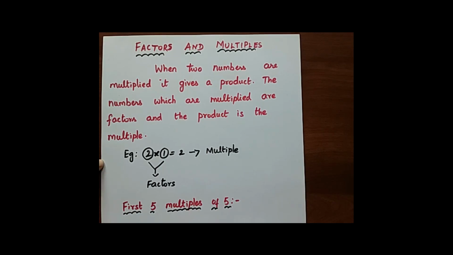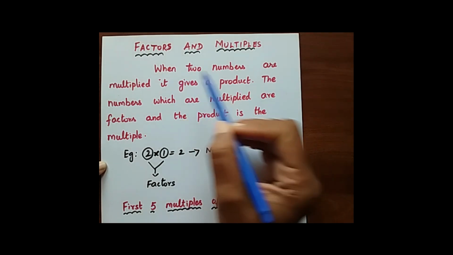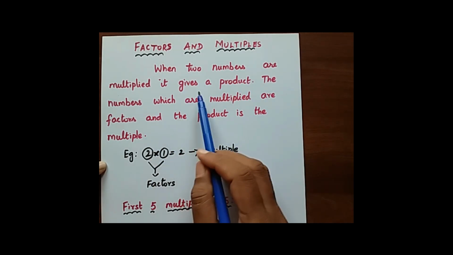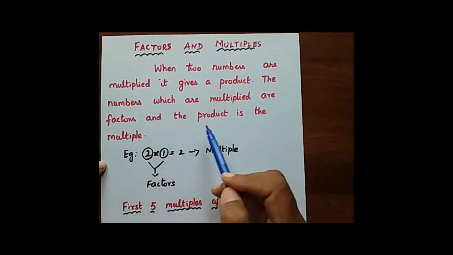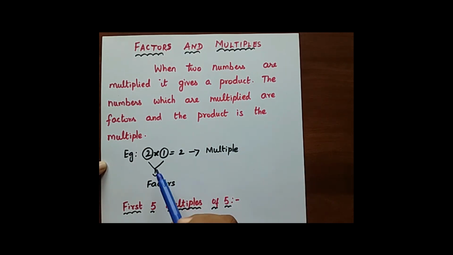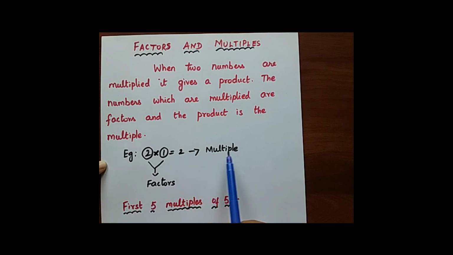Next we are going to see what are factors and what are multiples. Okay, when two numbers are multiplied, it gives a product. The numbers which are multiplied are factors and the product is the multiple. For example, 2 into 1 time gives 2. In this one, 2 and 1 are factors, and the answer, the product we got on the right hand side, is the multiple.